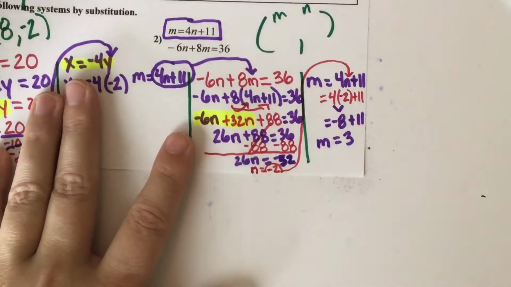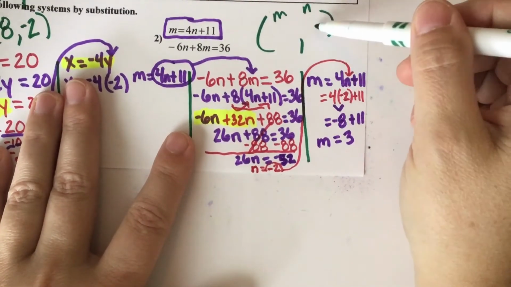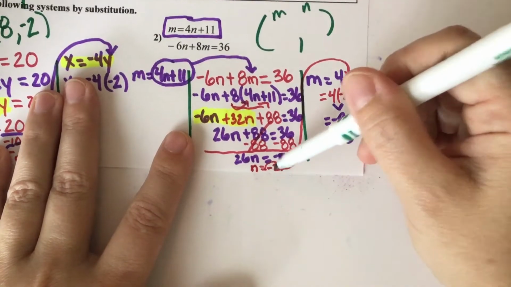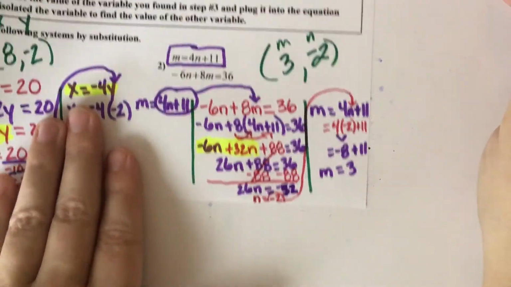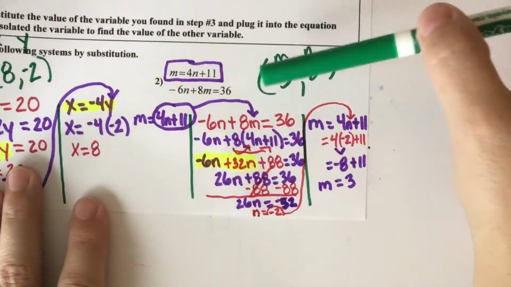So remember, we want to write this alphabetical. So M comes before N, so it's 3, negative 2. And that's my solution. If I was to graph these two lines, then this is where they would intersect.